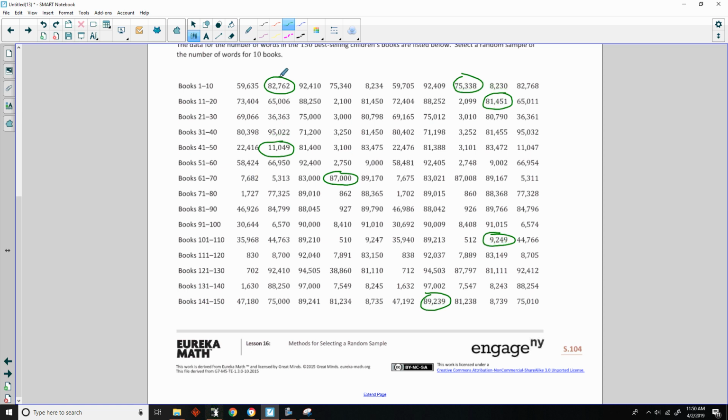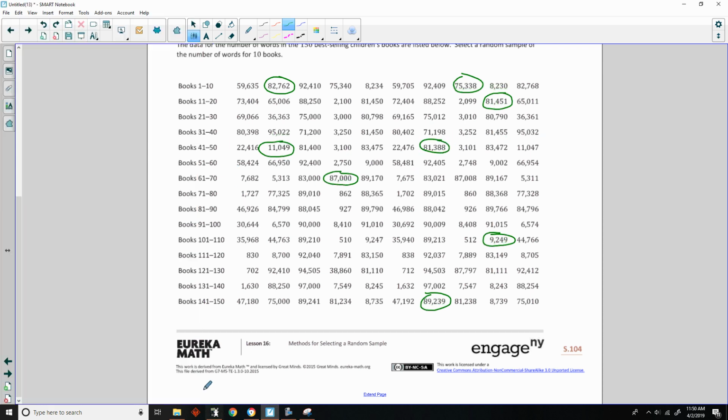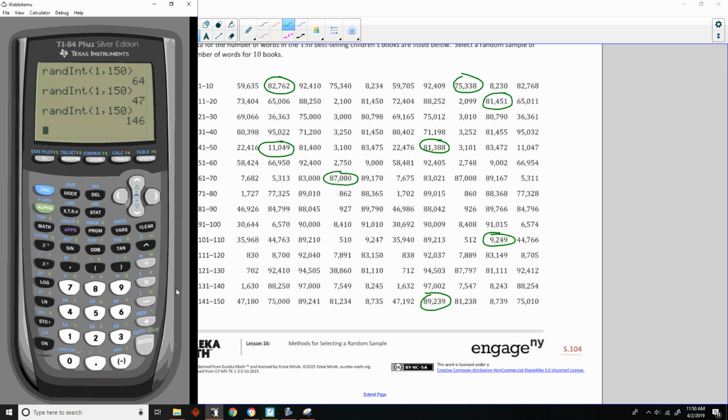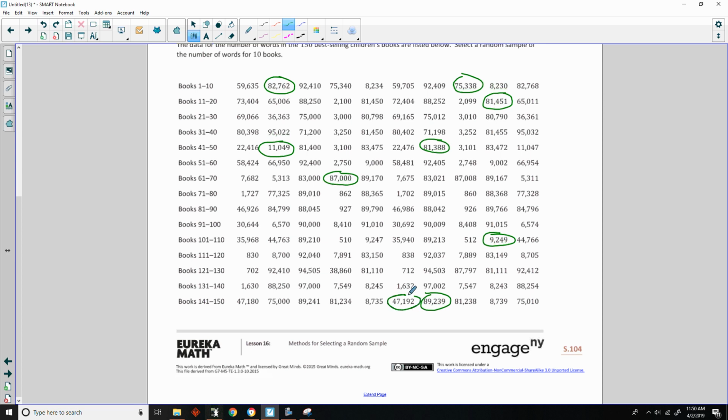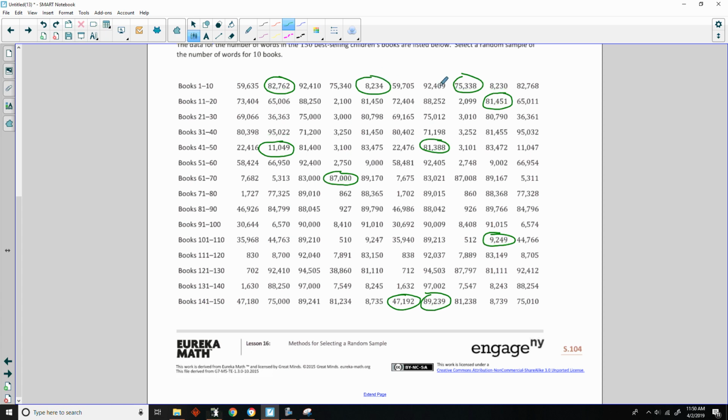3 more. Enter. 47. 50, 49, 48, 47. Enter. 141, 2, 3, 4, 5, 6 is right here. Enter. 5. Right here. And there's my 10. Okay.